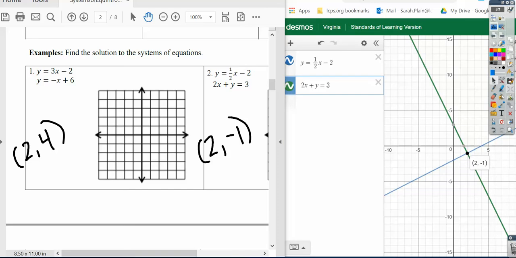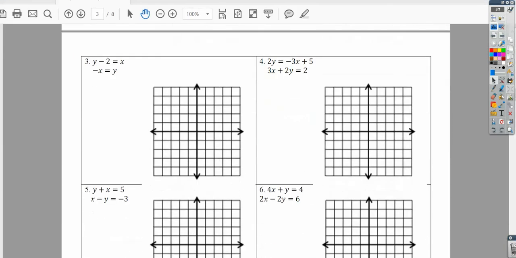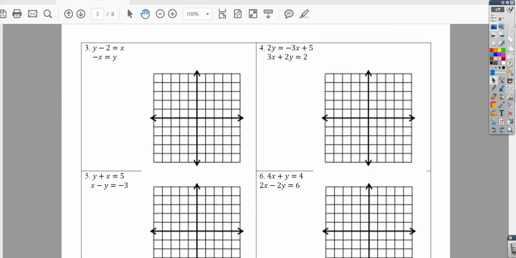Okay? So if we go ahead on your notes packet and we flip the paper, let's do a couple more together. If I look at example 3, I'm going to take the first equation. Can I instantly graph it? No. Why not? Because y is not by itself. So I'm going to add 2 to both sides. So I have y equals x plus 2.